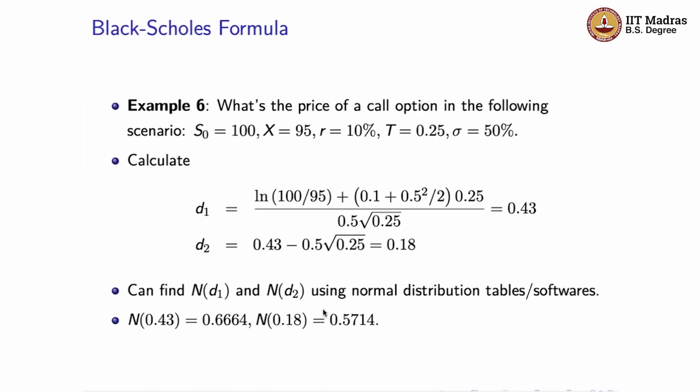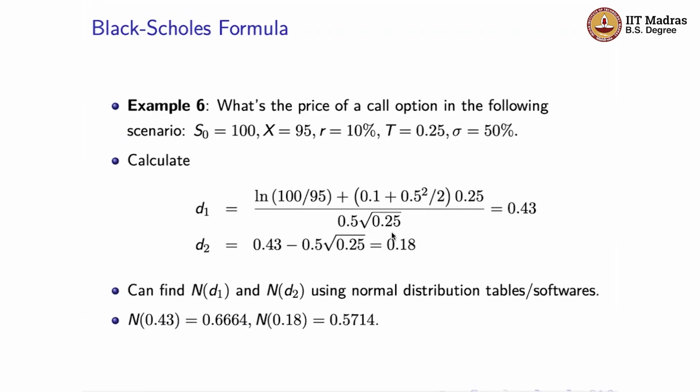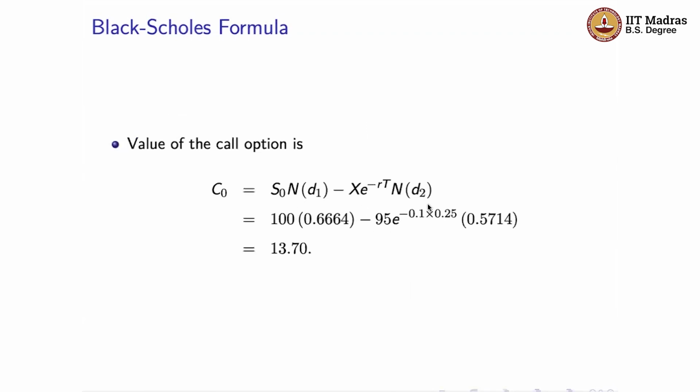And this you can do either using the normal distribution tables or software. So these are things that are easily available in Excel, R, and so on, right? So the CDF of the standard normal distribution at 0.43, for example, is going to take the value 0.6664, and the CDF evaluated at 0.18 takes the value 0.5714, right? Okay, so now we know what this N of D1 is. We know what this N of D2 is. And S0 is given to us, X is given to us, R and T are also given to us. So we can plug all of that here, right, in the formula.